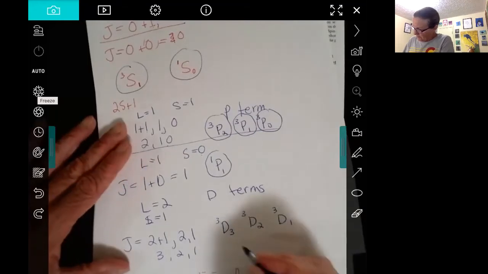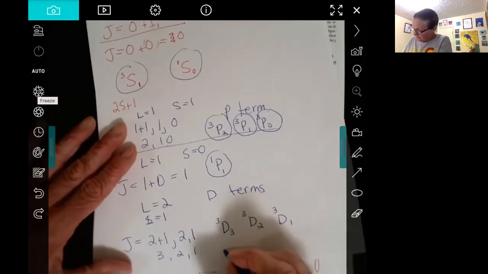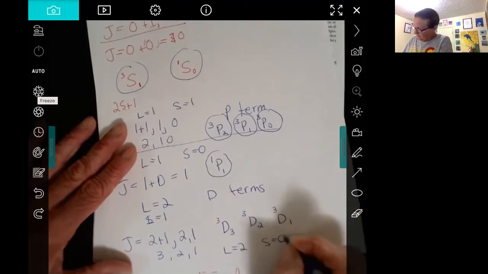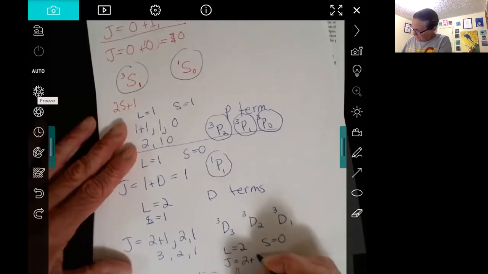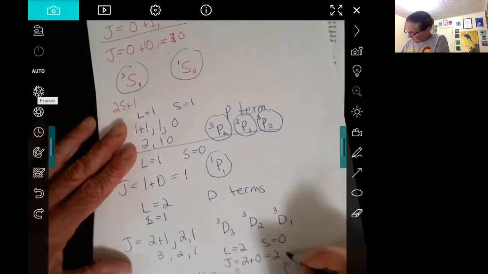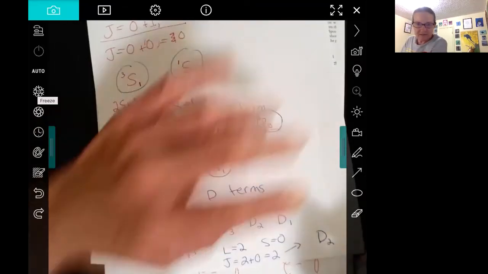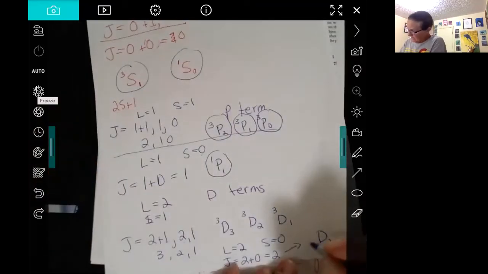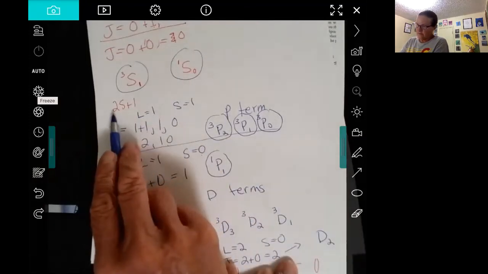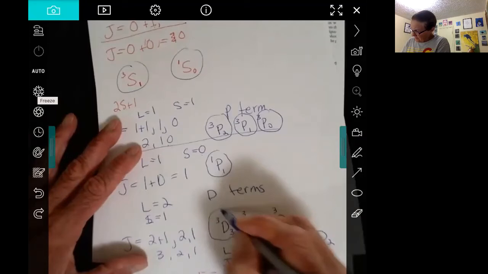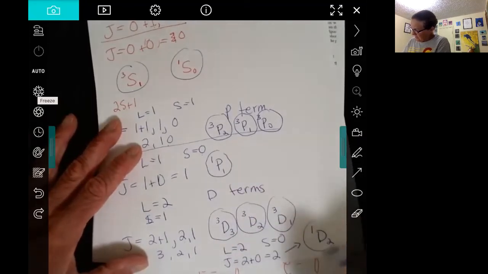Now when I couple with S equals 0, so now I'm going to couple L equals 2, so it's still a D term with S equals 0. J is going to equal 2 plus 0, 2. So the only term I get for this one will be a D term, which has total angular momentum of 2, and it's a singlet because S equals 0, 2 times 0 plus 1 gives 1. So I have 4 D terms.